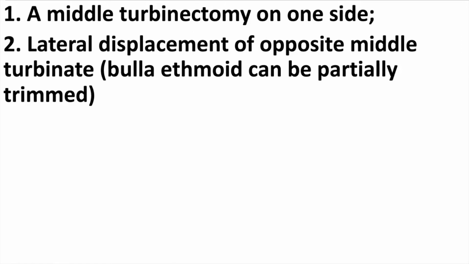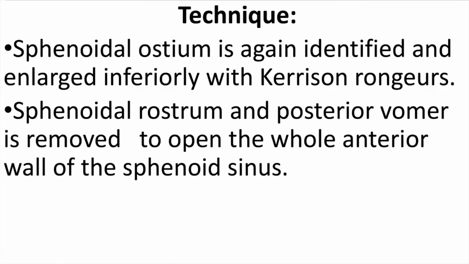The sphenoid ostium is identified again, and then you enlarge it inferiorly using a Kerrison punch, or you can use a drill after lateralization or mobilization of the mucosa over the anterior face of the sphenoid sinus. The sphenoid rostrum and the posterior vomer are removed so that you open the anterior wall of the sphenoid sinus fully.